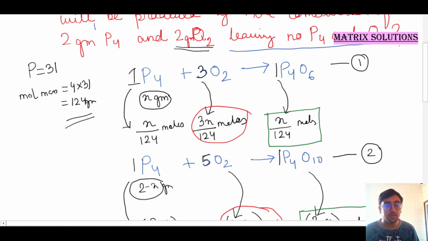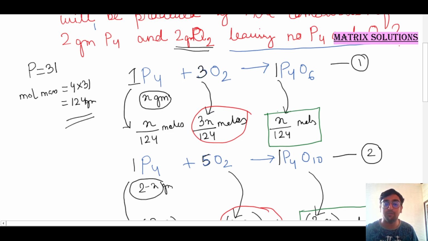So 2 gram is totally used in the first reaction and second reaction. If X gram is used in the first reaction, then 2 minus X is used in the second reaction. Now see, if X gram is being used here, can we write 3X grams? No, we have to convert it into moles first. So what is the amount of moles with respect to P4? X by 124, because 124 is the molecular mass. So 1 part corresponds to X by 124. Then what does 3 parts correspond to? 3X by 124.